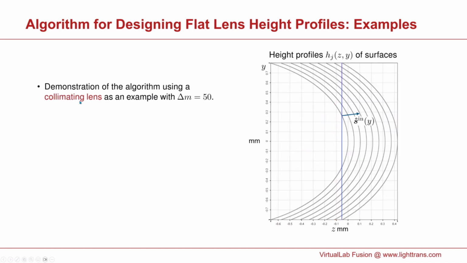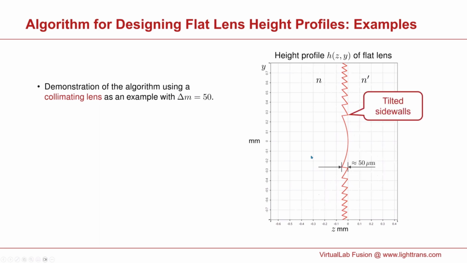Now here's a collimating lens with delta m equal 50. Here the directions are a little bit unparallel because the light comes from a spherical wave. It's collimated. The resulting profile, and here it's interesting to see, the design leads to a noticeable tilt in the side walls of the profile, and 50 micrometer.